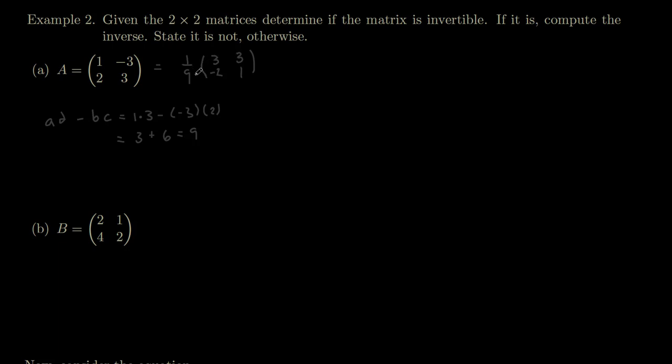So this one was invertible. We got the inverse. You could do the scalar multiplication and get the 1/9 to multiply each entry, but I like it there because I ended up with 1/3, 1/3, negative 2/9, 1/9. Too many numbers in one matrix. I'll leave the 1/9 out there.